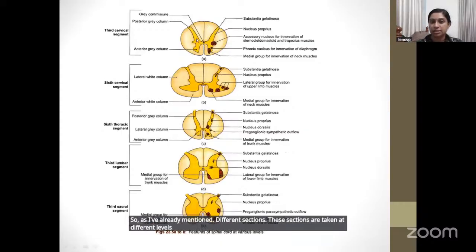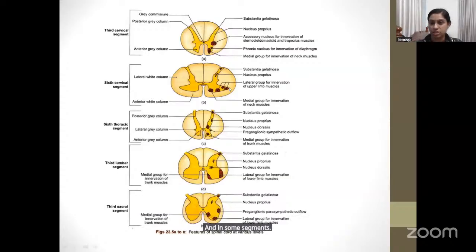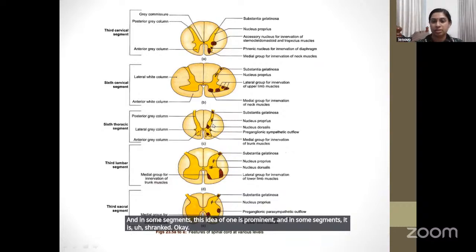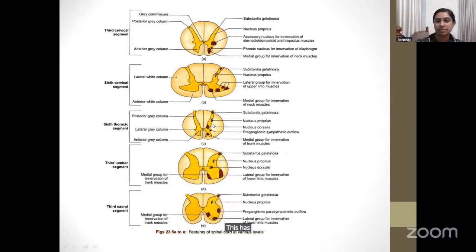Okay. And here we can see one thing, that is the shape of the anterior and posterior horns are different in different segments. In some segments, the anterior horn is prominent, and in some segments, it is shrunken. This has relevance. What's the relevance of this?